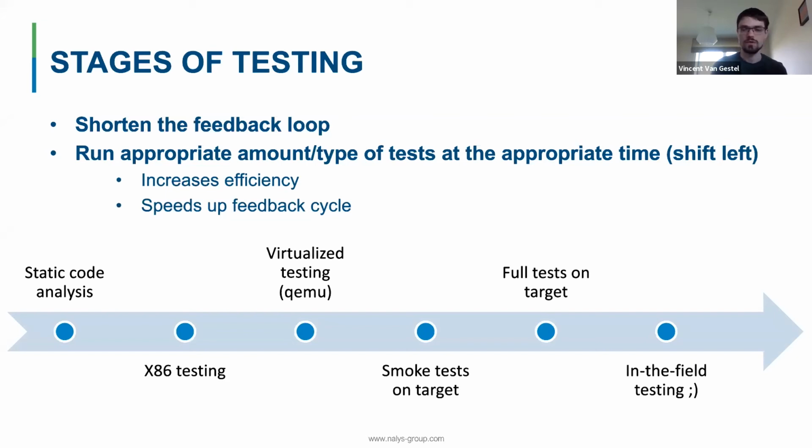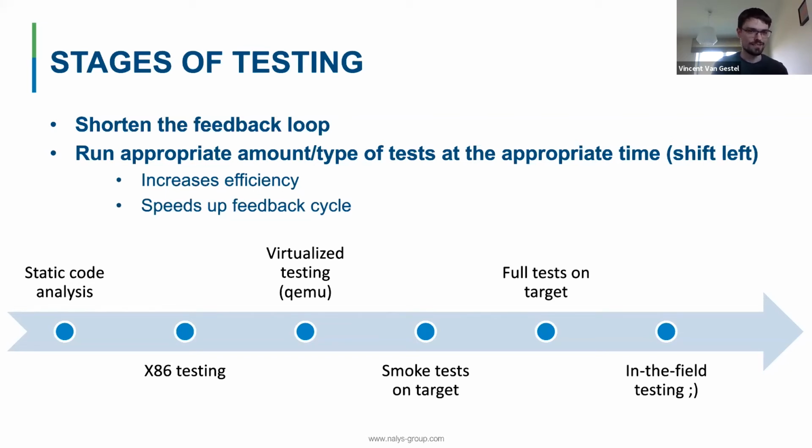First, we have cheap static code analysis. With a little asterisk, this can also be fairly complex to do, but we're just going to take into account the cheap stuff. Then simple x86 testing. If that isn't enough, we can run in a virtualized environment on QEMU, for example. Then smoke tests on a real target, but smoke tests imply that we're not really testing functionality per se, just: does the thing boot, does everything start the way we expect it to. Finally, we can move on to some actual tests, full tests, and then finally, a bit jokingly, in the field testing, where we get feedback back from our users.